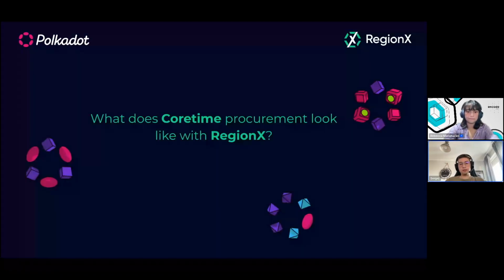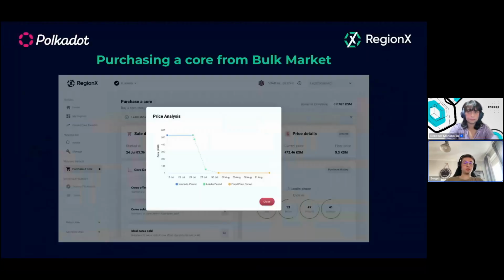In the following few slides, I will go over how core time procurement works with the RegionX UI. So this is the bulk sale, the bulk market that I talked about previously. There is one every month, and it has three different phases. The initial phase is this interlude phase, during which anyone who owns an entire core can renew the core for the renewal price.